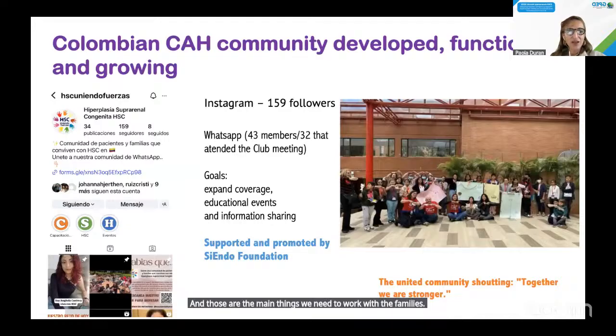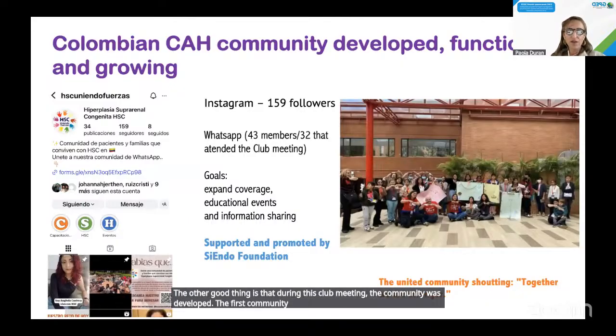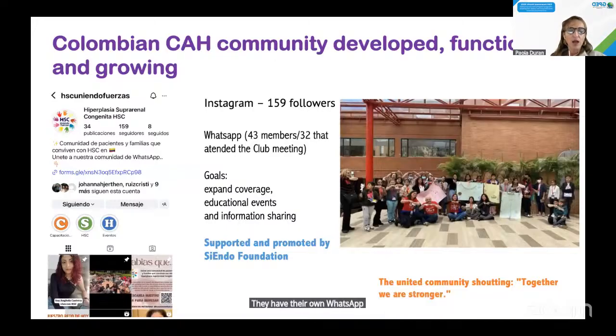The other good thing is that during this club meeting, the first community of families living with CAH in Colombia was developed. And the community is functioning and it's growing. At the beginning, we had 32 families, and in 1 year, we are more than 60 families in this community. They have their own WhatsApp group, and they now have 159 followers on Instagram.